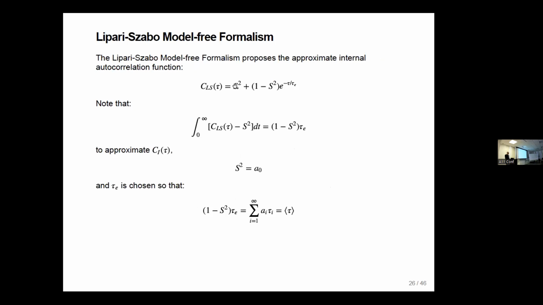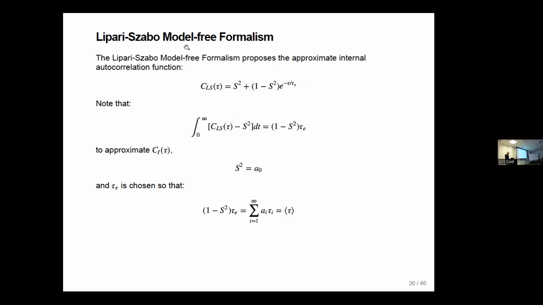And that says we can approximate the internal autocorrelation function, which is multi-exponential, by the limiting value, the plateau S squared, and then an amplitude 1 minus S squared times an effective internal correlation time. And that internal correlation time is defined by this integral that I just showed. So the area under the single exponential curve is matched to the area under the real autocorrelation function, which of course you don't know.